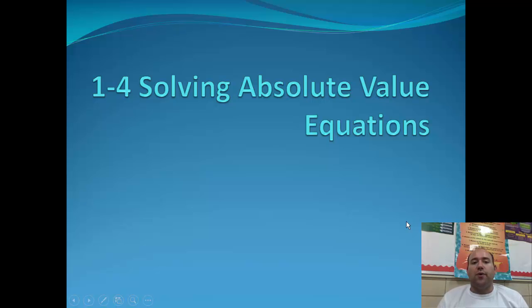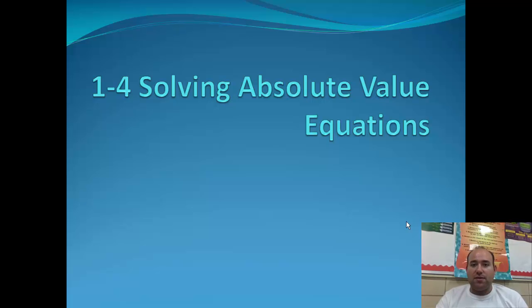Welcome, this is section 1.4 and we're talking about solving absolute value equations. In the last section we looked at solving just plain linear equations. Now we want to talk about what happens when we put an absolute value bar somewhere in the equation, and how we have to go about solving it.